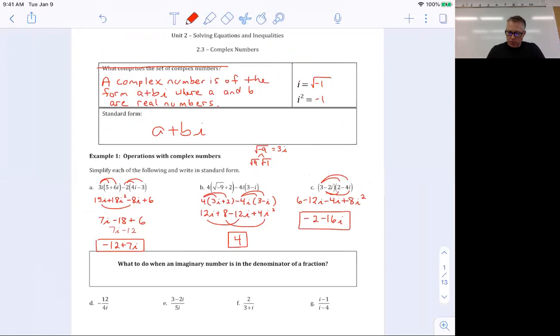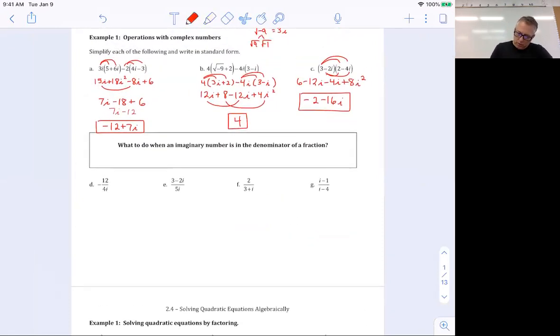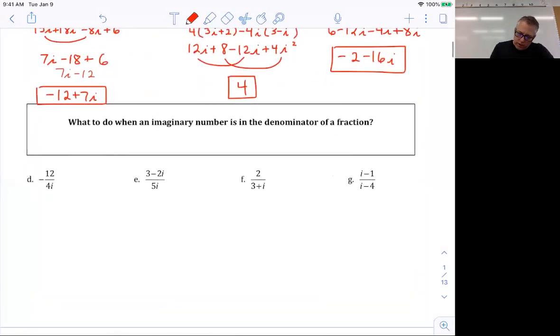So we talked about what a complex number is. We talked about it, that i is the square root of negative 1, and therefore, of course, i squared is negative 1. And we did some operations on that. I am going to do the next part, which is what to do when an imaginary number is in the denominator of a fraction. The problem is, remember that i is the square root of negative 1, and we can't leave a radical in the denominator. So this really has a radical in the denominator. So I need to get rid of that.